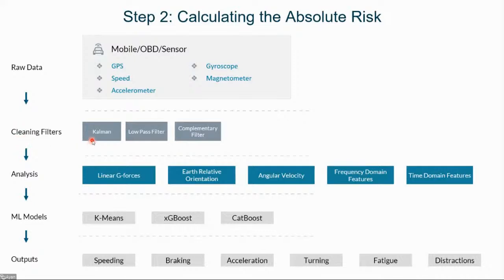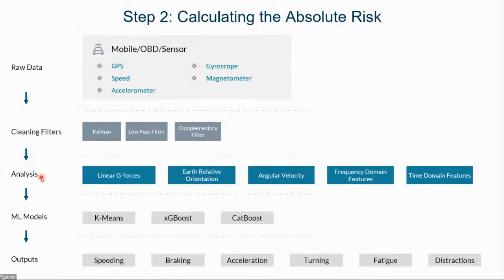So for example, we have Kalman filter, which basically fuses the GPS data and accelerometer data to get better estimates about the location and the speed of the driver. Then we have low pass filters to filter the accelerometer data. We also use median filter. And then we have complementary filter, which basically fuses your gyroscope with your accelerometer to give you more accurate readings of your gyroscope sensor. So this is the first important part of calculating the absolute risk regarding the filtering.